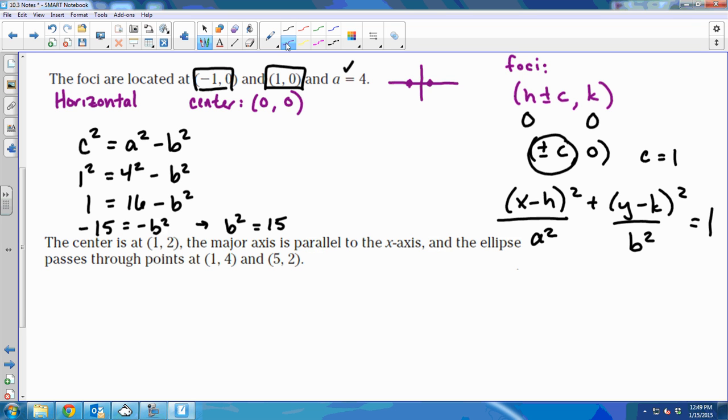So my equation should be x squared, because x minus 0, over a is 4, so a squared is 16, plus y minus 0 is y squared, b squared is 15, and that equals 1. Not that these are crazy things that will be hard. You just have to keep track of a lot of things and think of all the things that you know about just to figure out the missing pieces.